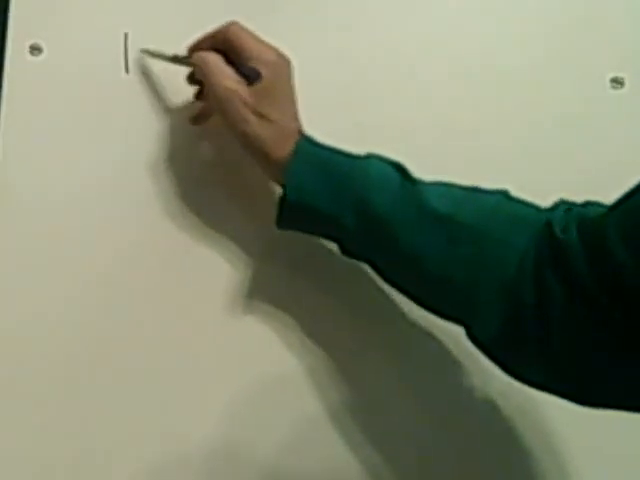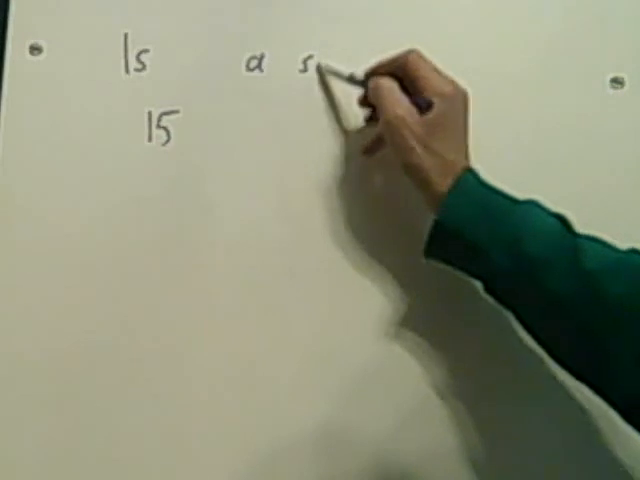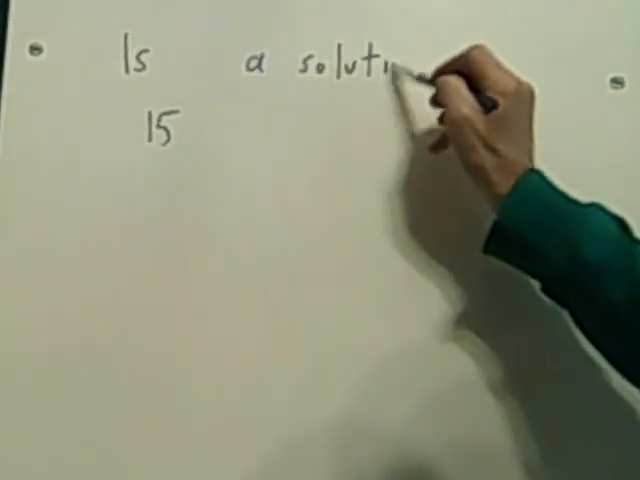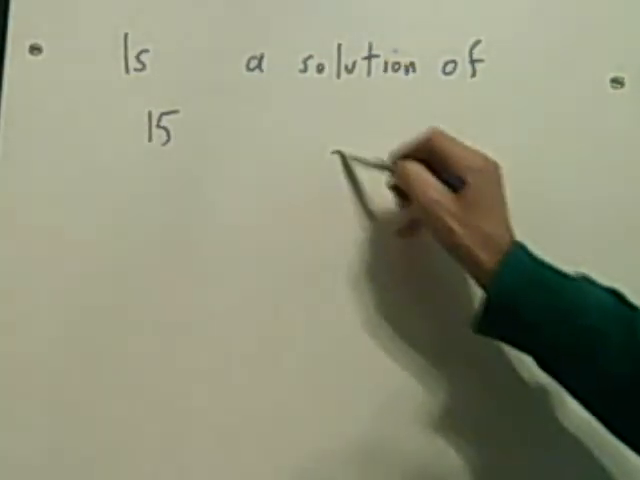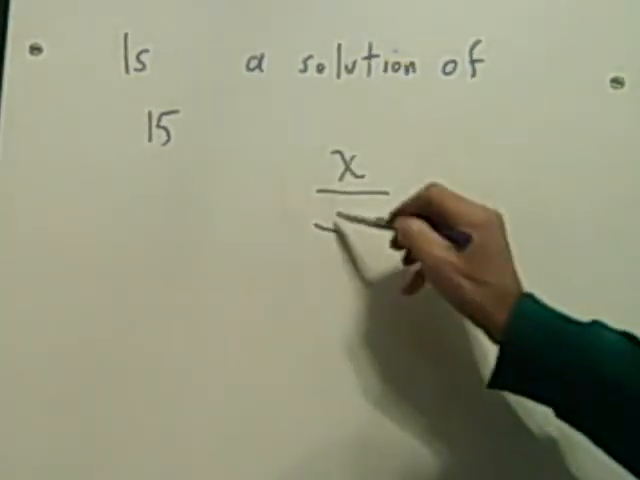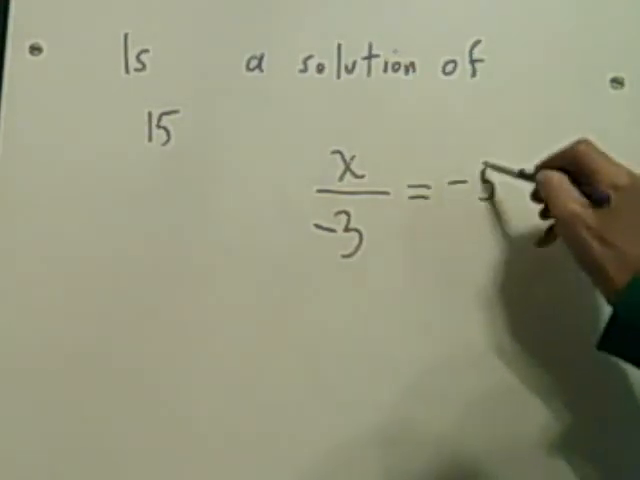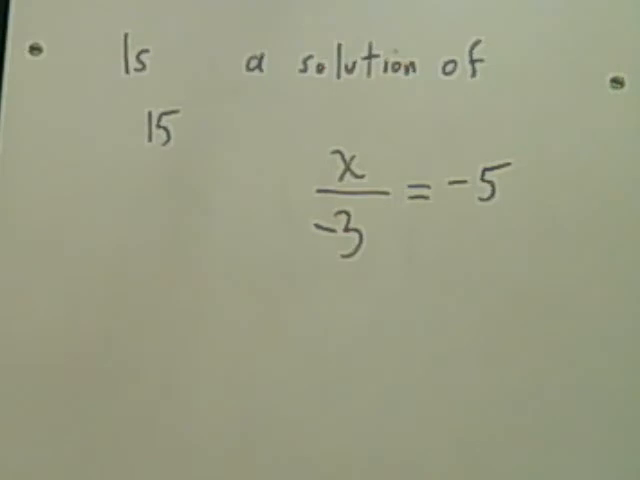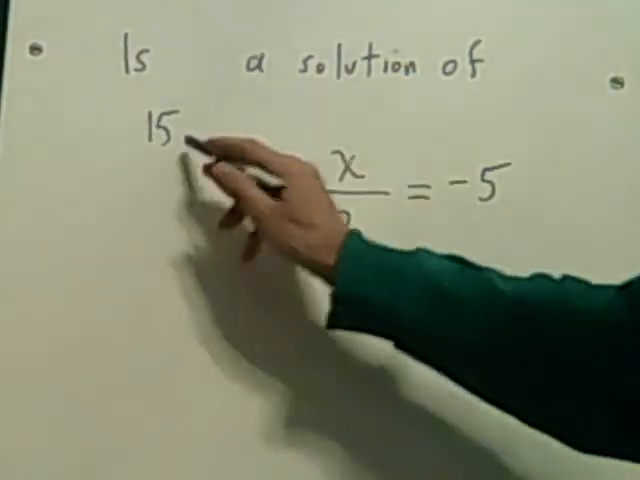It says, is 15 a solution of x over -3 equals -5. Okay, so this is a problem where you want to evaluate an expression for a particular value of x.